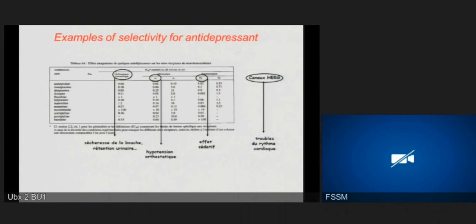So you know that if you take a tricyclic antidepressant drug, because those drugs have high affinity for cholinergic, adrenergic and histaminergic receptors, you will have side effects. So in that case, we cannot speak about selectivity, of course.